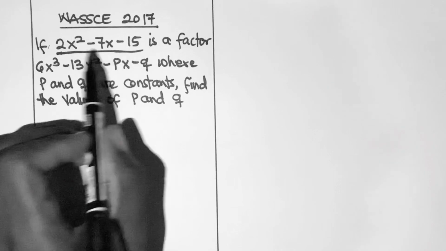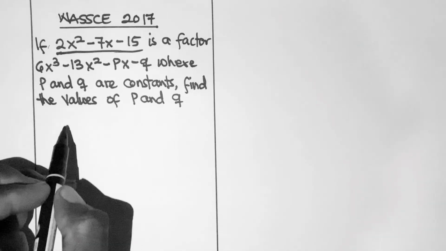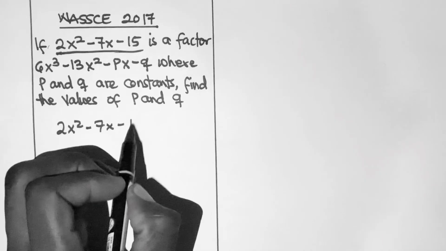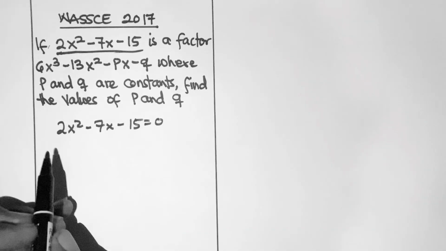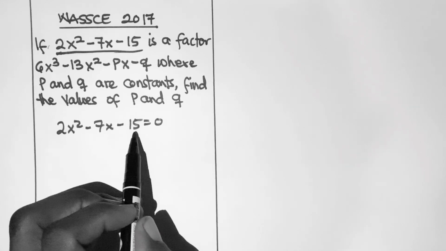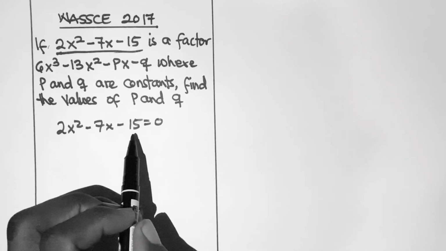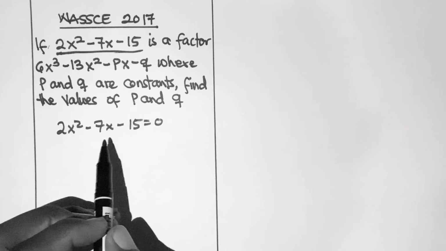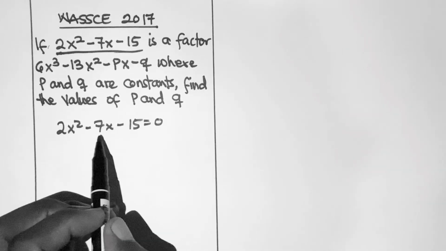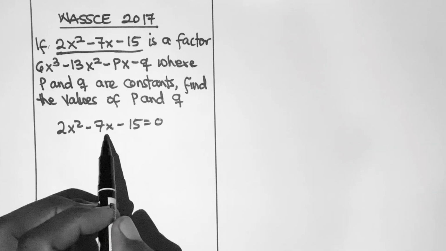So let's first find the zeros of this quadratic equation. That is 2x squared minus 7x minus 15 equals 0. So you see that 2 times minus 15 is minus 30. So we are looking for two numbers that if you multiply, you will get minus 30, but if you add, you will get minus 7. So you see that minus 10 times 3 is minus 30, and minus 10 plus 3 is minus 7.